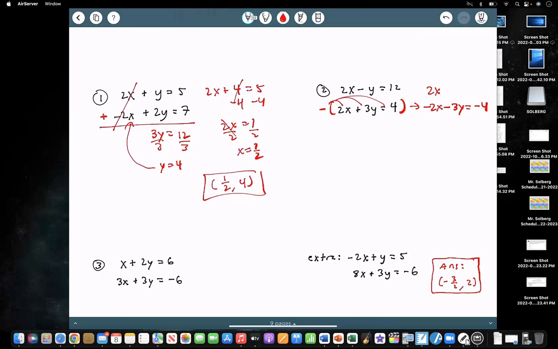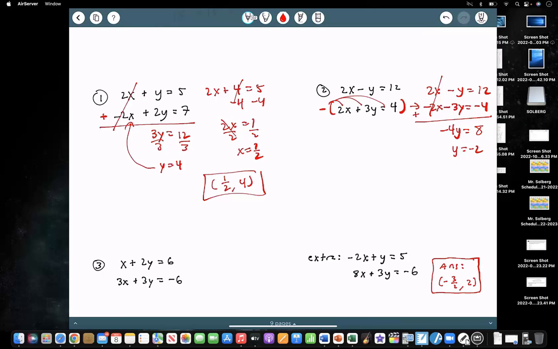Okay, so if I copy over this top one, now the opposite pair is there. So if I add these together, these cancel. So negative y plus a negative 3y is a negative 4y. Okay, and 12 plus negative 4 is 8. Okay, so if I divide by negative 4, we get y is negative 2.